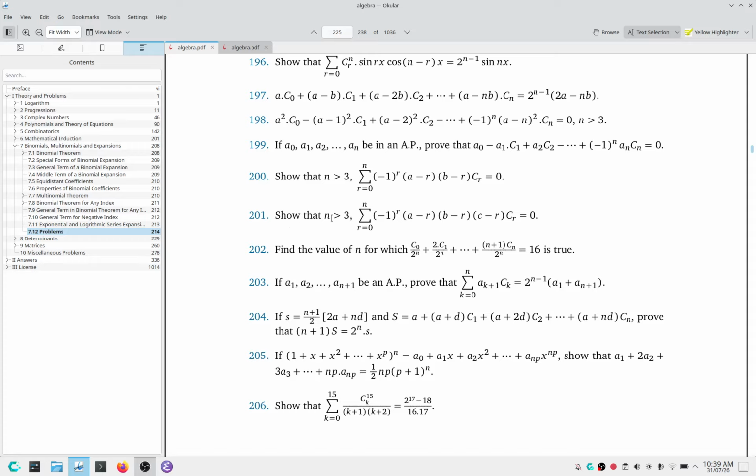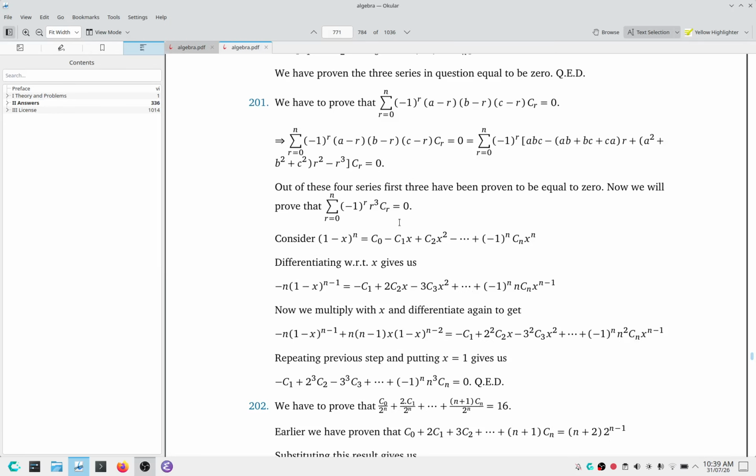So that for n greater than 3, sigma r equals 0 to n minus 1 to the power r times a minus r times b minus r times c minus r, Cr is equal to 0. So we expand this, we get ABC minus (AB plus BC plus CA) times r plus (A square plus B square plus C square) times r square minus r cube. So that's what we get from this.